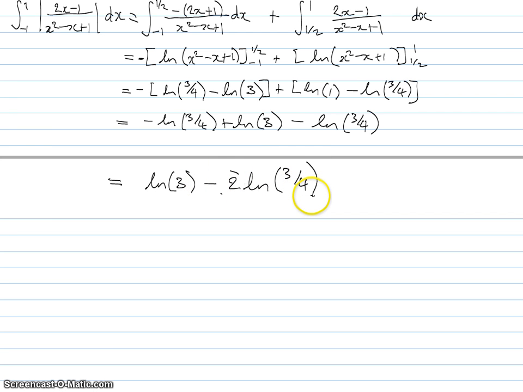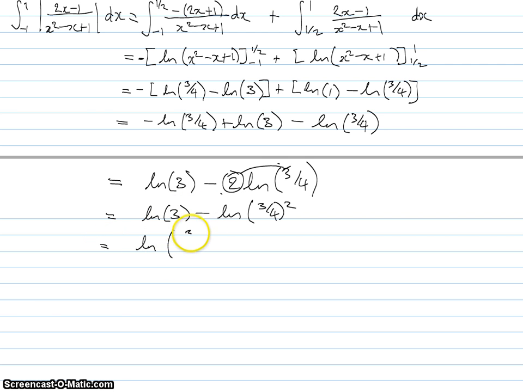But I know this 2, I can bring it up to the top because of my log rule. So this is the same thing as ln of 3 minus ln of (3 over 4) squared, right? And now I know that with my log rules, a minus becomes a divide inside the logarithm. So this is ln of 3 over (3 over 4) squared. And if we expand this out, we get ln of 16 over 3, which is what we were asked to show.